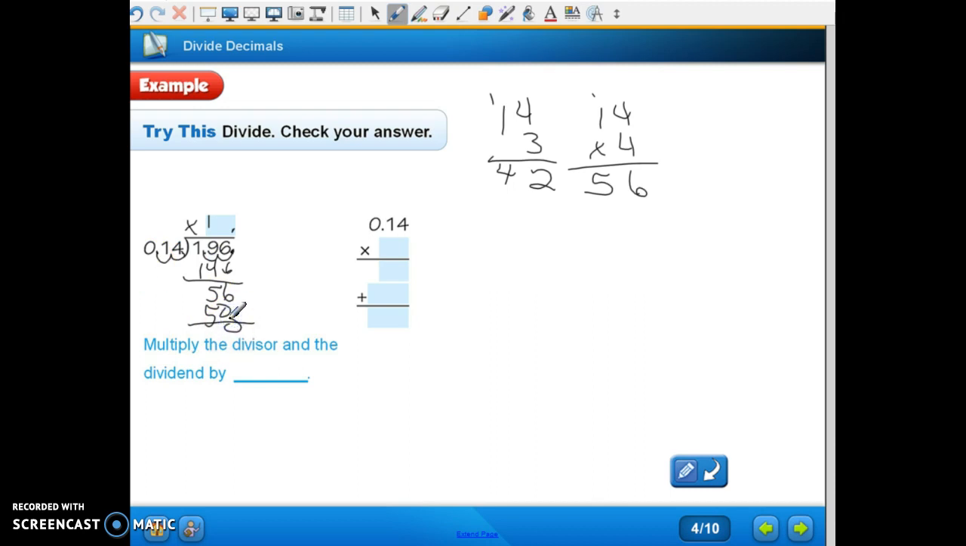Let's go ahead and check this to make sure. And remember, we're going to take our divisor times our quotient. 4 times 4 is 16. Regroup a 1. 4 times 1 is 4 plus 1 is 5. Leave your 0 to hold your place value. 4 and a 1, a 6, a 9, a 1. I have 2 decimal places here and none here. Move my decimal in. So I have 1 and 96 hundredths. I multiply my divisor and my dividend by 100.